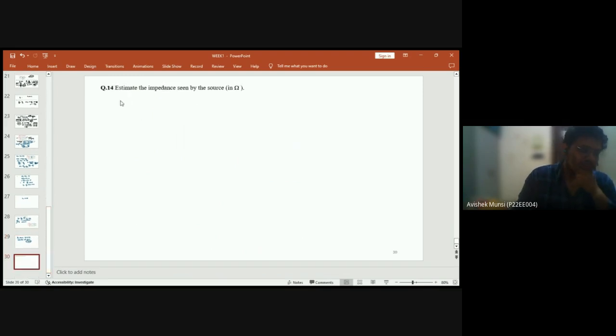Next question is, what will be the impedance seen by the source? That is Z equal to Vp by Ip. Vp is 387.87 and Ip is 8. So this will be the answer. If you calculate it, 48.48.